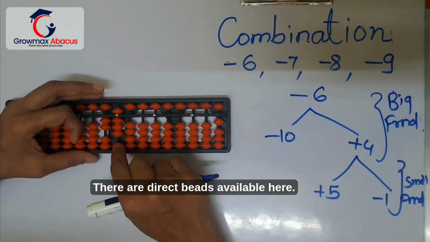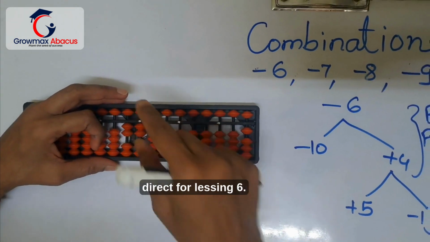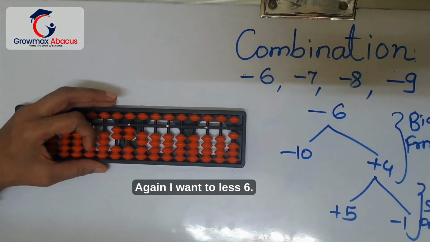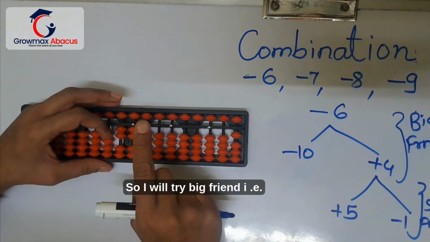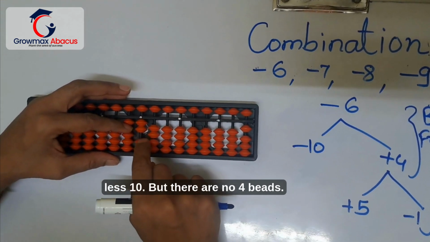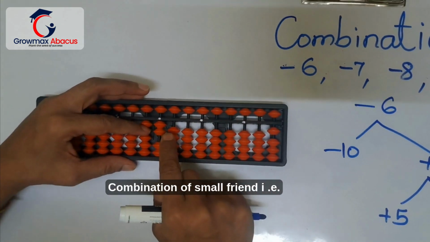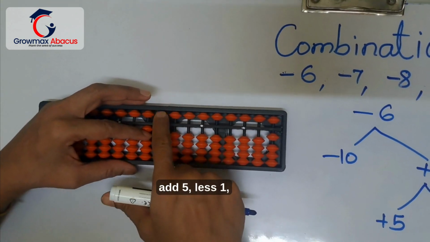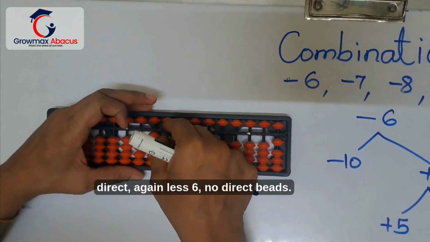Again I want to less 6. There are direct bits available here. Then I will use the first method, that is direct, for lessing 6. Again I want to less 6. There are no direct bits, so I will try big friend, that is less 10. But there are no 4 bits. Then I will use combination of small friend, that is add 5 less 1. Again less 6, that is direct.